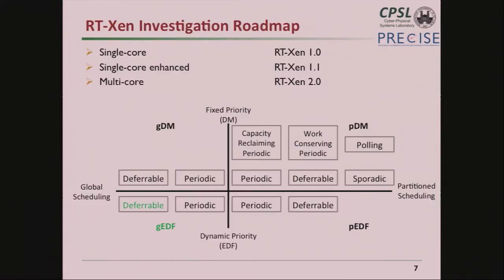Okay, this shows our investigation roadmap. In this graph, the x-axis represents global scheduling versus partitioned scheduling. The y-axis represents fixed priority versus dynamic priority. And we draw different server schemes in the squares here. We actually have 3 versions of RT-Xen, and our patch is based on the global EDF plus the deferrable server here.